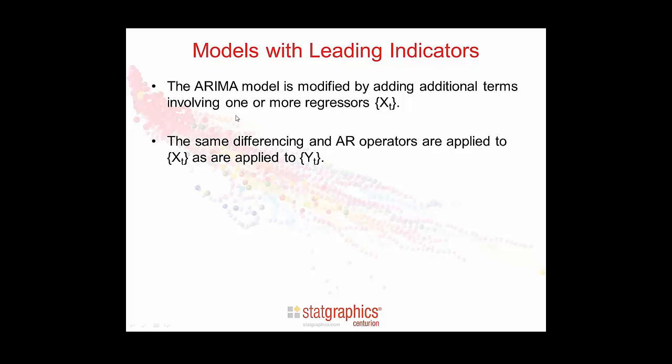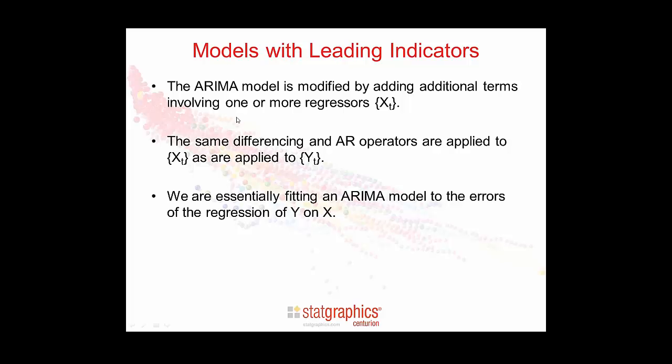Okay? We do this because what we're doing is essentially fitting an ARIMA model to the errors of the regression of Y on X. We are essentially regressing GDP on lagged values of construction permits. Okay? Assuming, though, that the errors are not random, but the errors follow an ARIMA model.